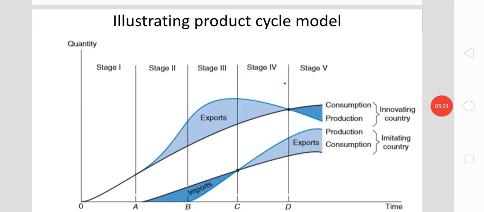So have a look at the diagram depicting the product cycle model of international trade. We look at the diagram. The horizontal axis shows the time period.